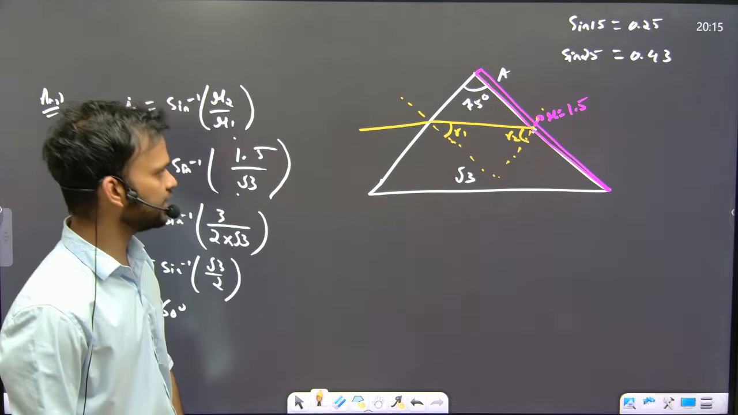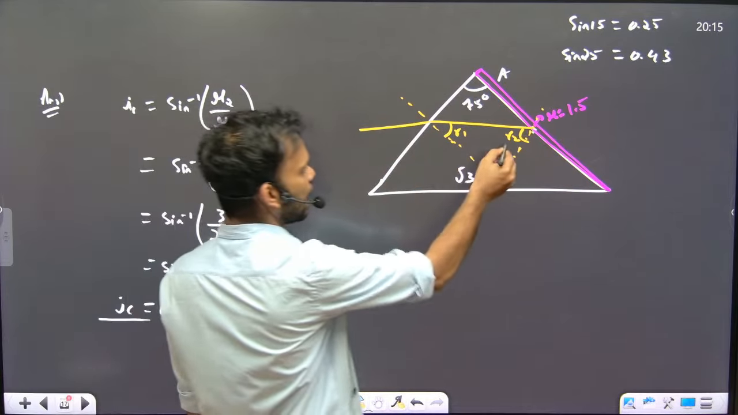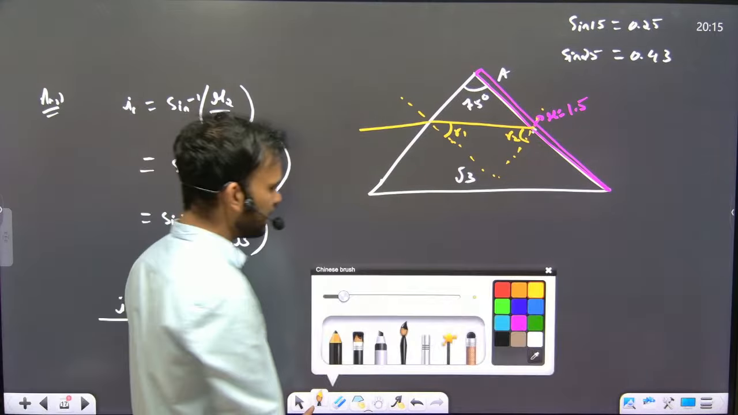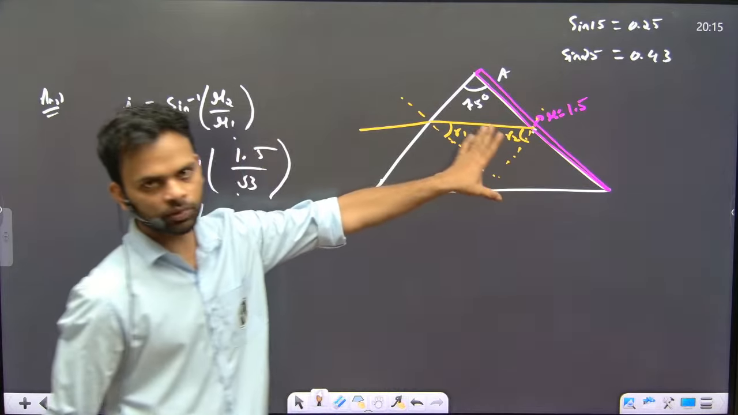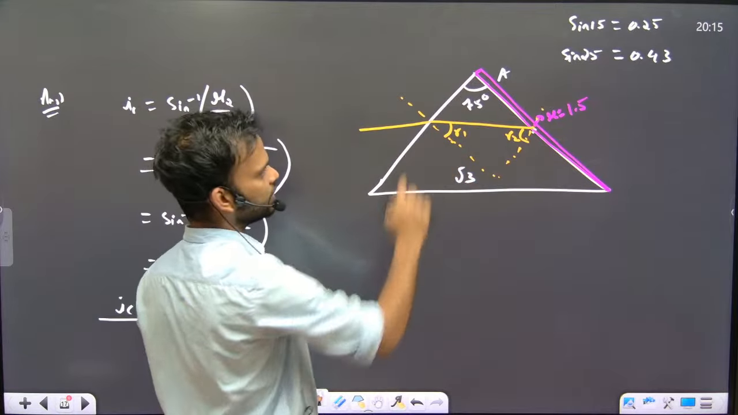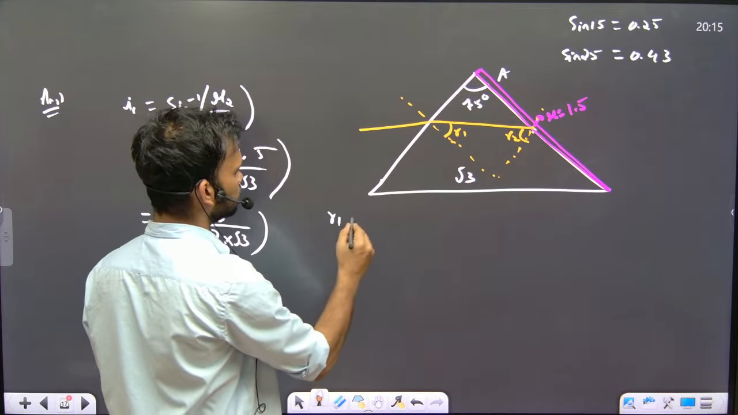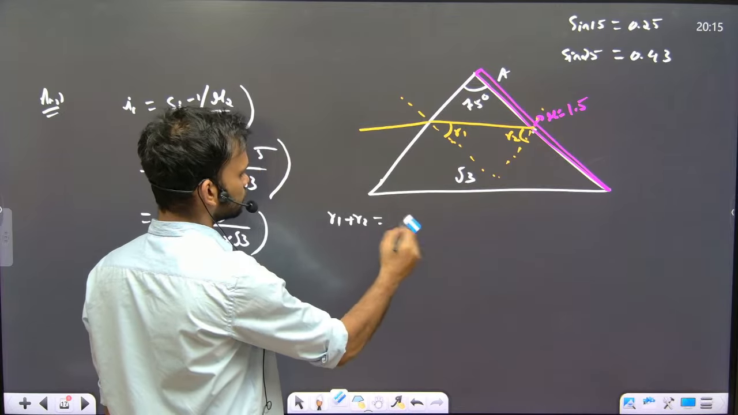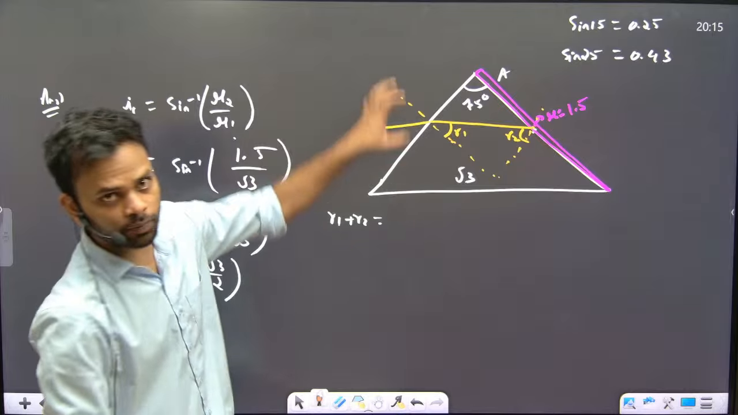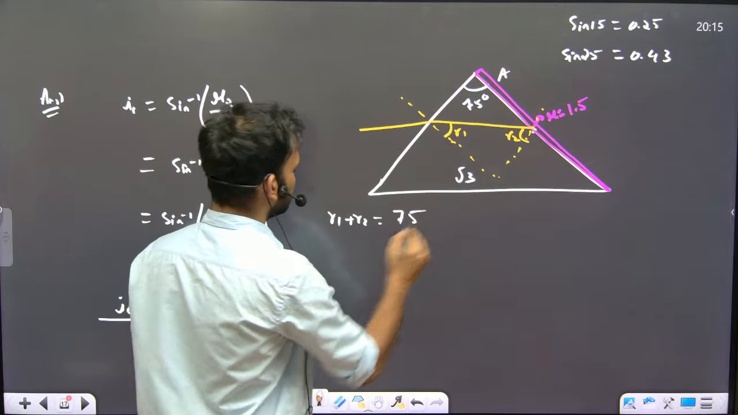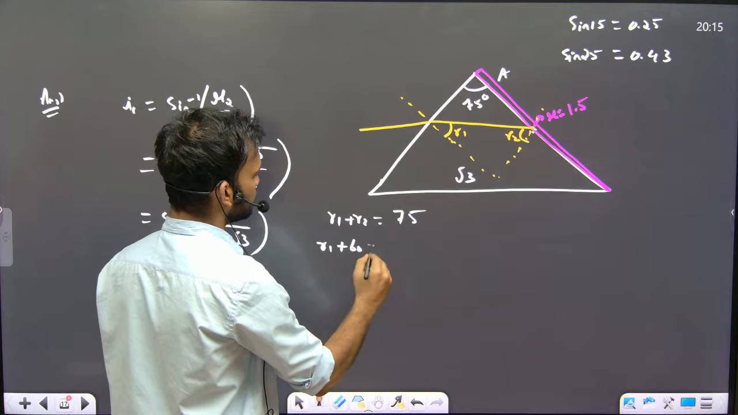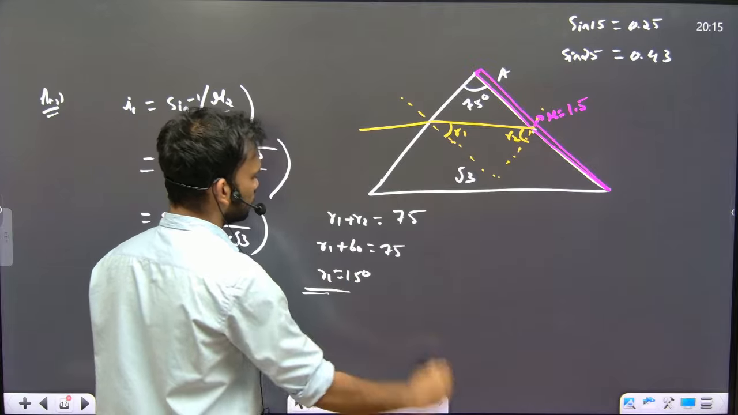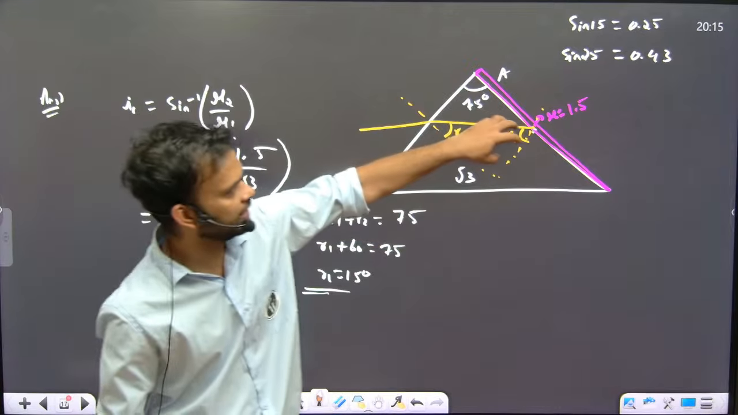So what we found out is that this R2 has to be at least 60. So I'll take the boundary condition, take it as 60. Suppose R2 is 60, what is R1 then? R1 plus R2 has to be the angle of the prism, which is 75. So R1 plus 60 has to be 75. So R1 has to be 15 degrees. Right. So for it to be 60, this has to be 15.